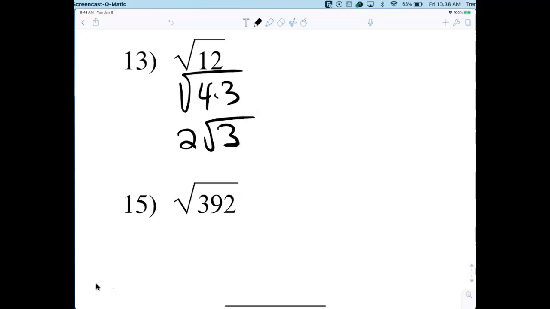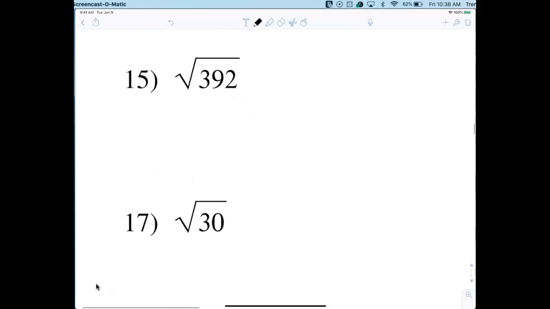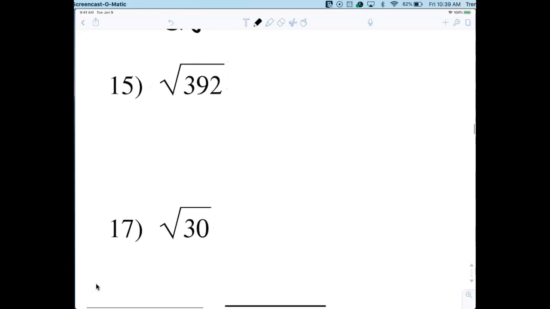All right, now here we go. I'm on 392. I don't really mind if you use your calculator, so take your calculator out. Does everybody agree it's even, right? So you could divide it by what? Yeah, if you divide it by 4, it's going to be 4 times 98. Is that correct?